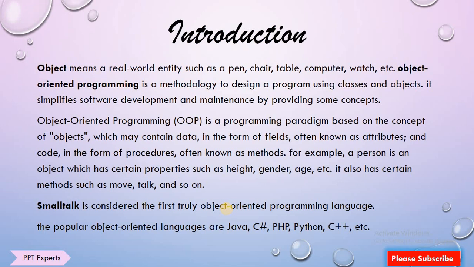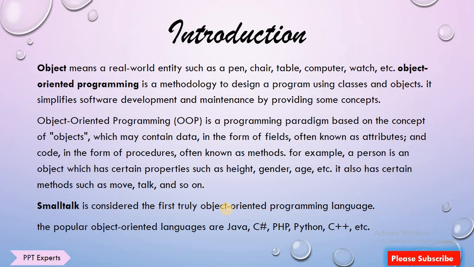So what is an object? An object is a real-world entity such as pen, chair, table, computer, watch, or anything. A mobile phone, a charger, a battery, all these are objects. Object-oriented programming is a methodology to design a program using classes and objects. So it simplifies software development and maintenance by providing some concepts.